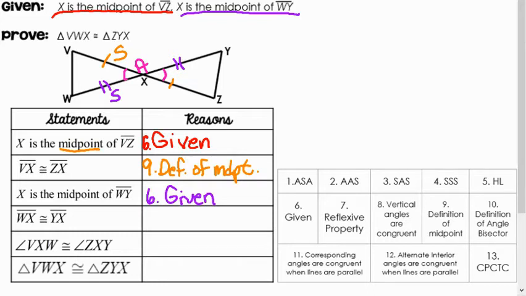And then it said line segment WX is congruent to line segment YX, and that's the two marked congruent in purple. How do we know that? Well, that followed from the definition of midpoint. So that's reason 9 again, definition of midpoint.